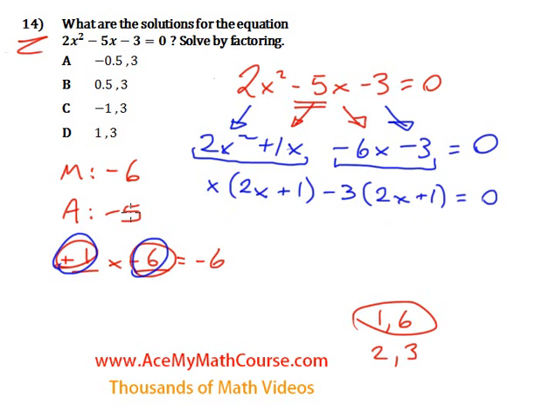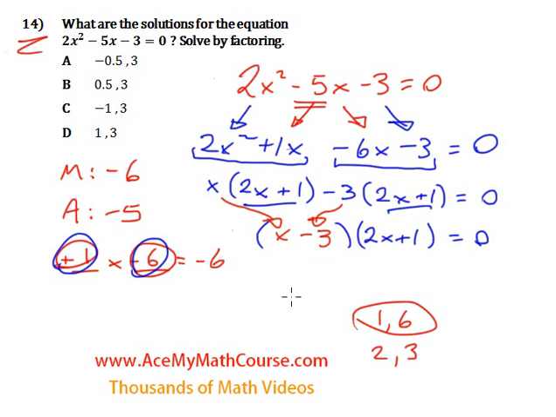Great. Now what? 2x plus 1 is repeating, so we can just write it once over here. And we bring down the x, and we bring down the minus 3. So we have successfully factored the trinomial. But now we need to solve the equation. How can we do that? Let's find the values of x that would make the equation equal to 0.